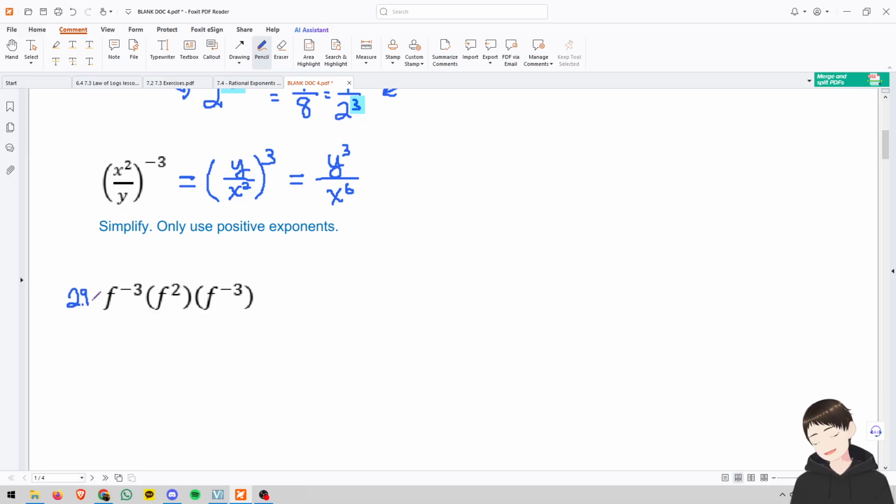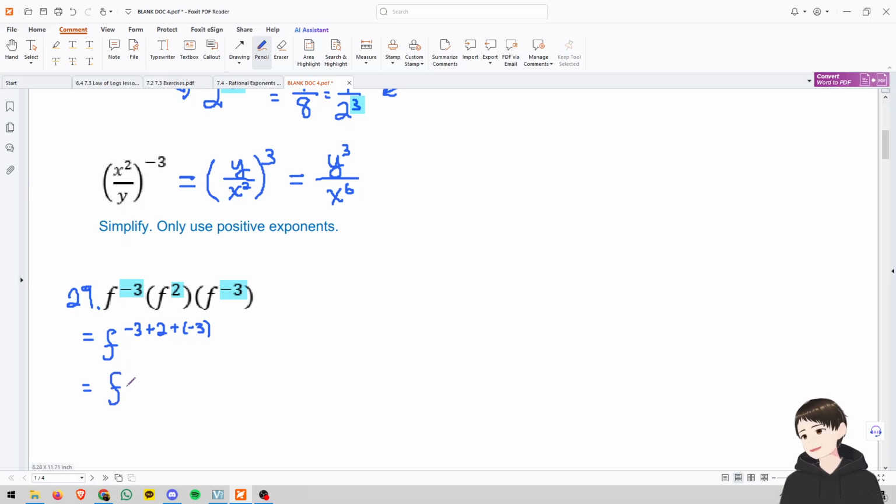Okay, so I have f and f. They're all the same base, so I can use my exponent laws. When the powers of the same base are multiplying, I'll give you 3 seconds. What do we do? 3, 2, 1. The exponents are going to add, so it's negative 3 plus 2 plus negative 3. And if you could do the mental math in your head, this is f to the power of negative 4. And so that would be the end of your question, except this is not fully simplified.